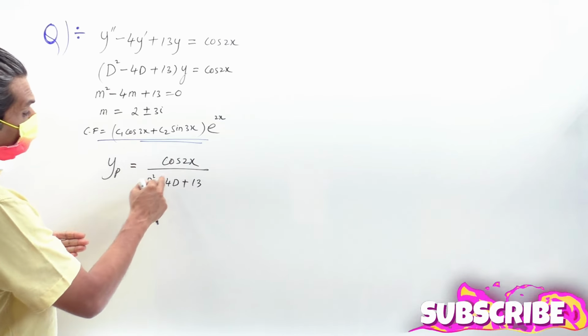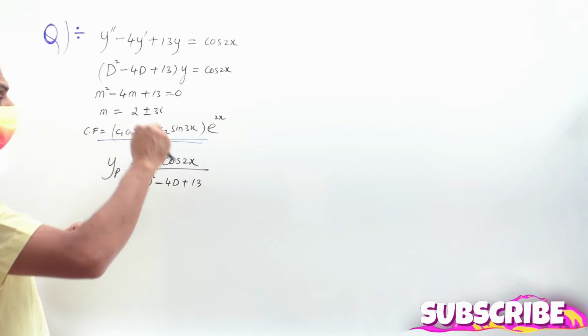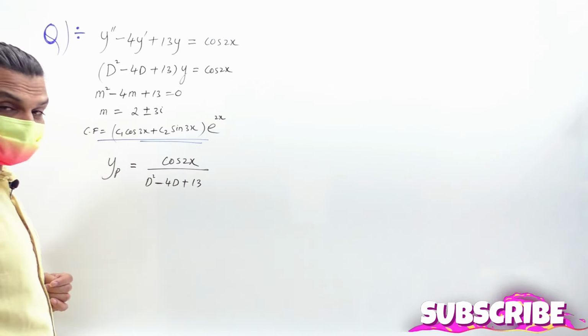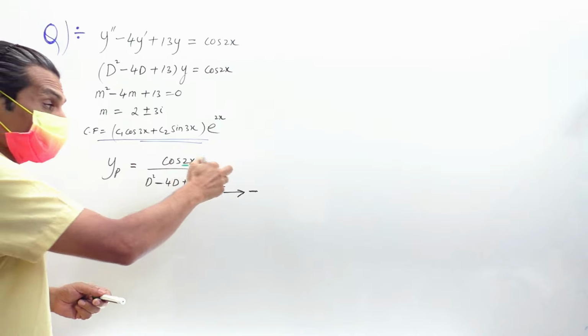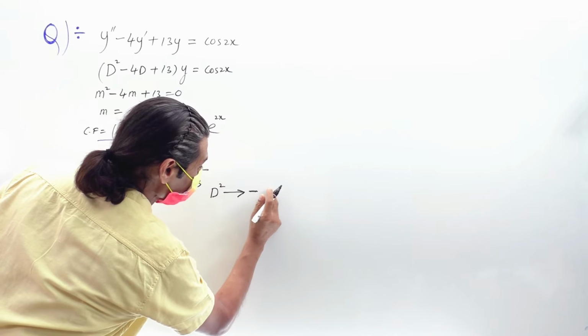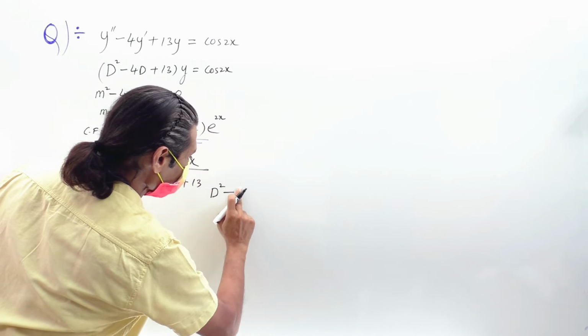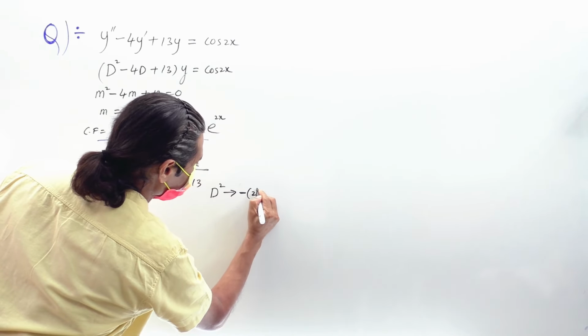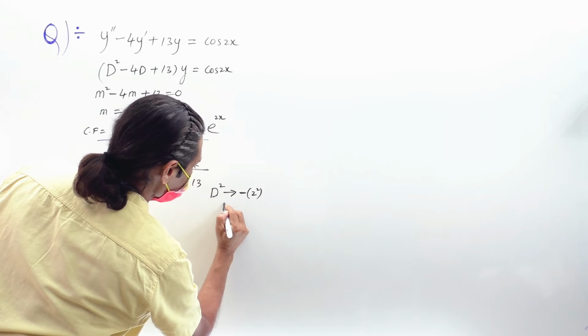So we have yp is equal to cos 2x by D square minus 4D plus 13. Fine. Now as it is type number 2, what to do? Remember, listen carefully. In type number 2, if the numerator is sin or cos ax upon f of D, replace only D square by minus a square. What is a here? See here, cos 2x, a is 2. Replace D square by minus a square, minus 2 square. Replace D square by what?